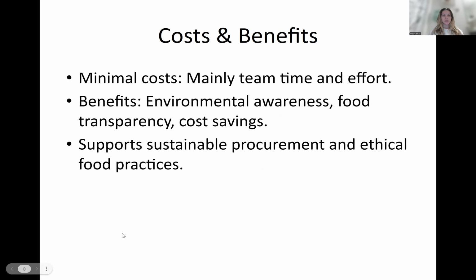Some costs and benefits here. There were minimal costs. It was mainly team time that we dedicated to the multiple weekly and monthly meetings, both in person and on Zoom, data entry, research, and stuff like that. Some of the benefits were environmental awareness, food transparency, and cost savings. It supports sustainable procurement and ethical food practices as well.